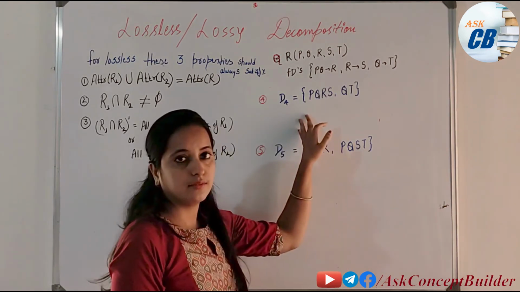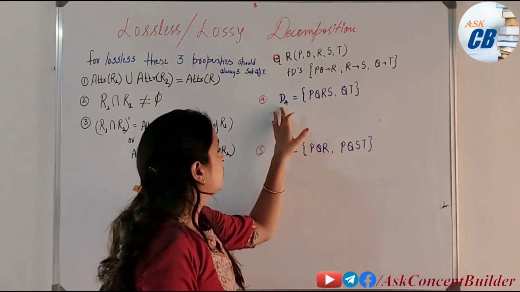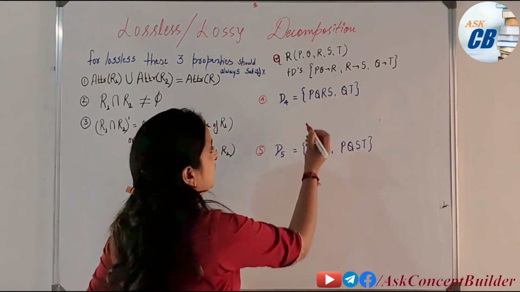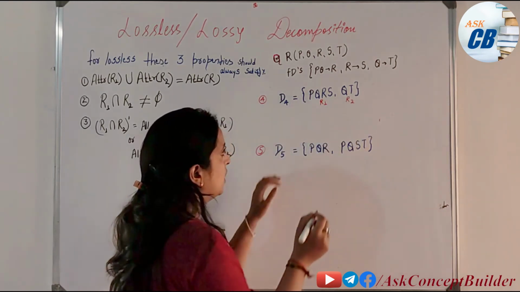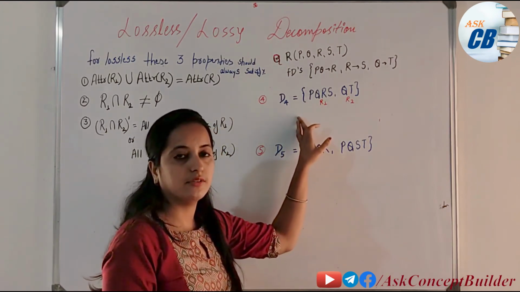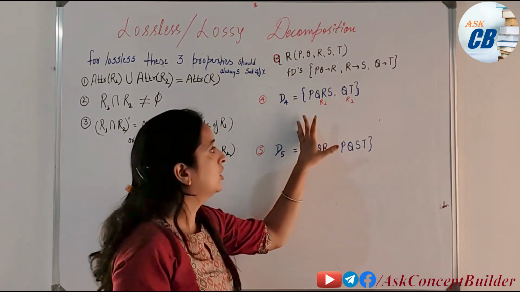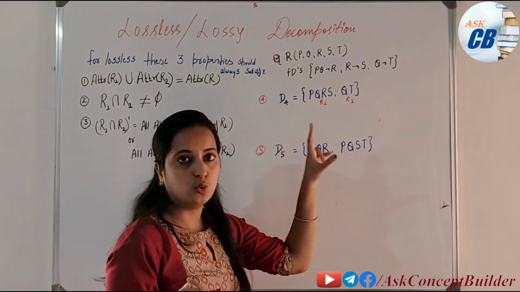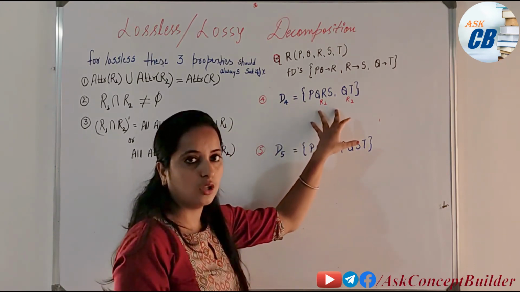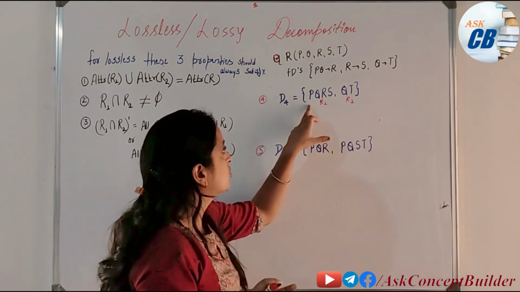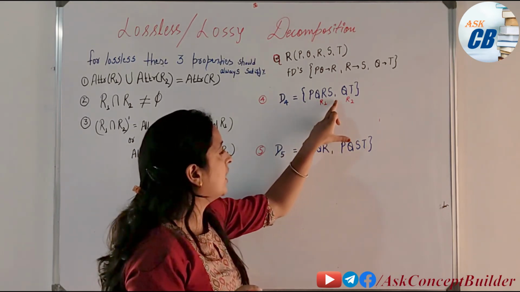Okay, we'll see one more decomposition. So now this is your D4 decomposition. Here this is your R1 and this is your R2. Now again we have to check whether this is a lossless or lossy decomposition. So the first property was that the union of these two should give all the attributes of R. So see, the union of these will be PQRST.